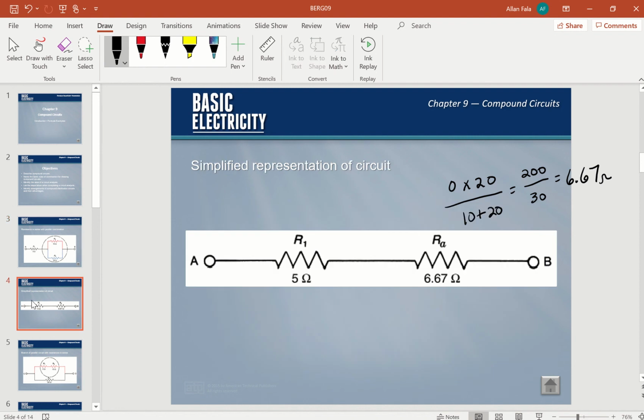And you see on the next slide, that is the result. And now we're going to just simply add 5 plus 6.67 to get 11.67 ohms. That would be the total resistance between point A and point B.